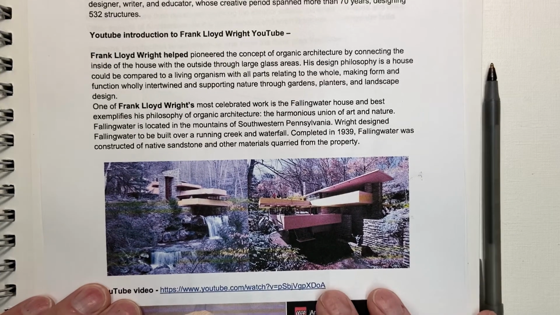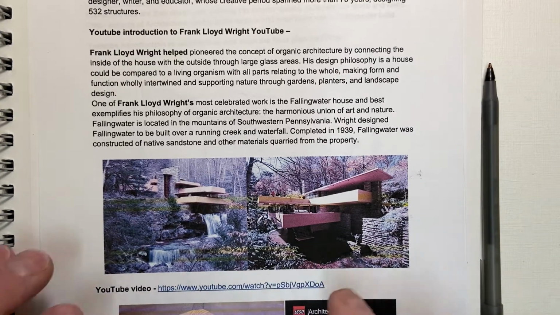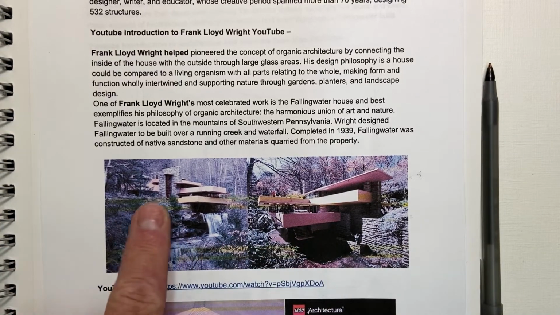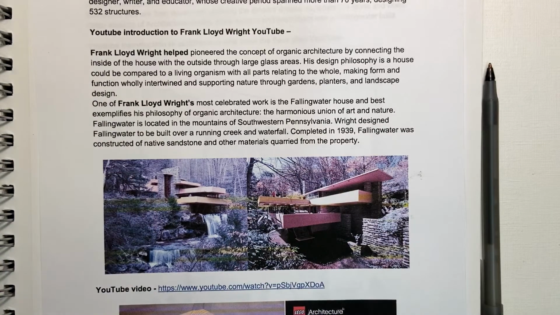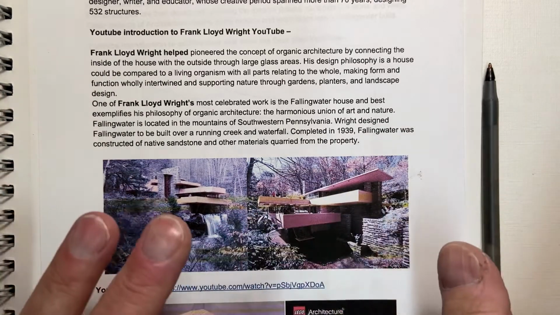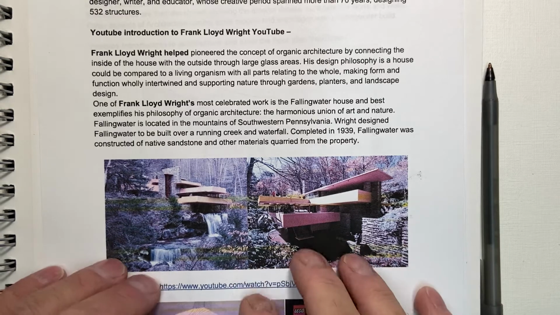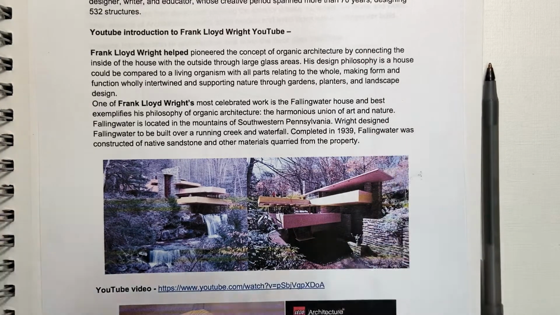Frank Lloyd Wright helped pioneer the concept of organic architecture by connecting the inside of the house with the outside of the house through things like large glass areas and landscaping. He had this philosophy also of connecting the house with nature. So he connected nature with the house itself. And when you were inside the house, you could see outside, see the nature, see the surroundings, things like that. His design philosophy in developing homes and structures was referred to as a sort of living organism. He liked it as part of nature, as I mentioned.